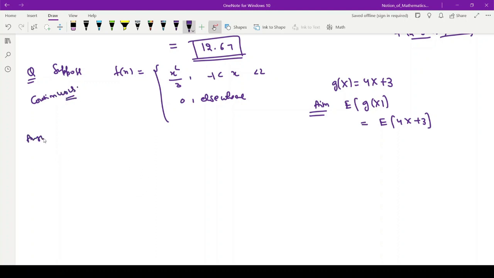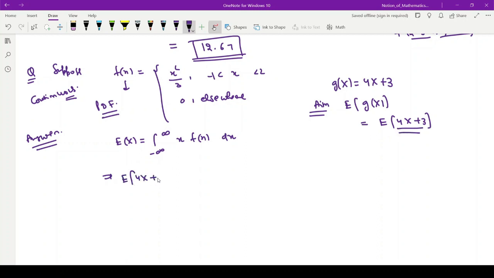So how can we answer this particular question? The expectation of x, as we know, for a continuous random variable is the integral from minus infinity to infinity of x f(x) dx, where f(x) is the associated probability density function. So now this capital X will be replaced by 4x plus 3. So the expectation of 4x plus 3 is the integral from minus infinity to infinity of 4x plus 3, this one small, into f(x) dx.